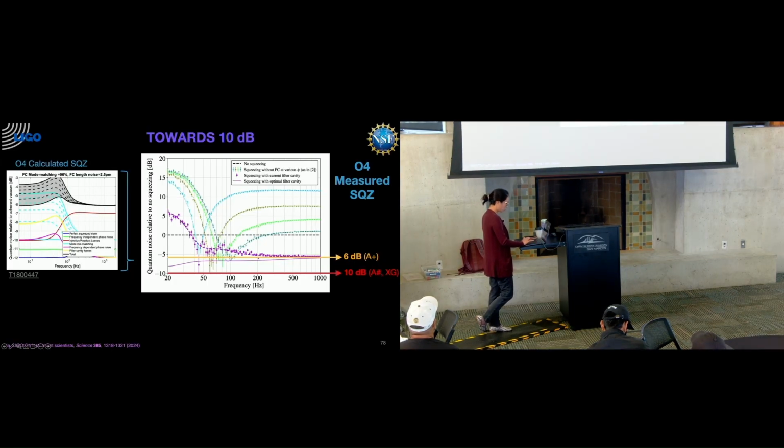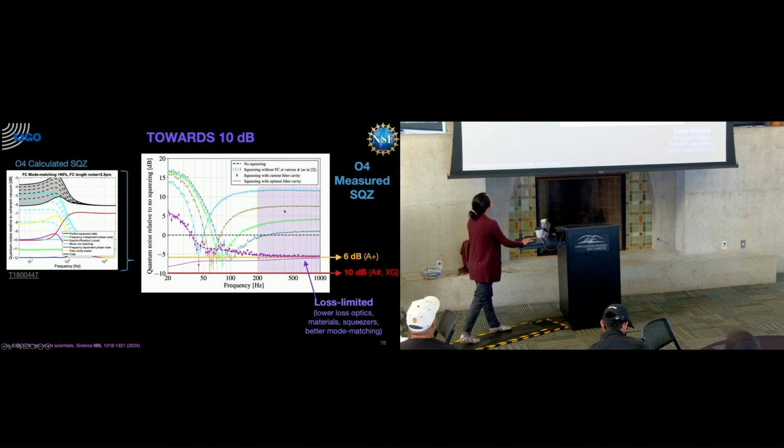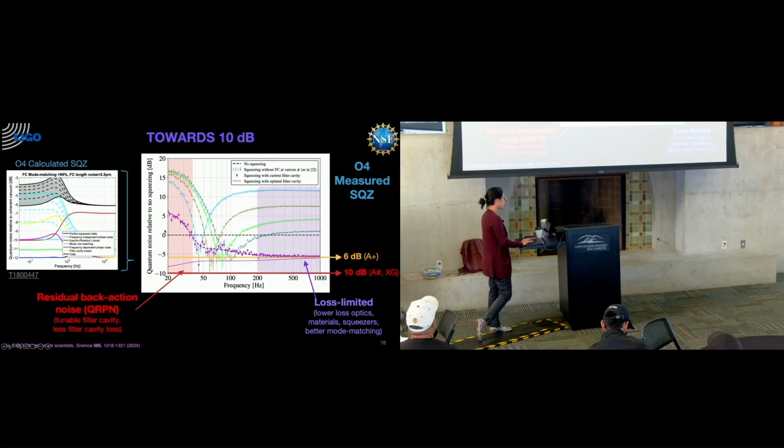I'm gonna go past this slide. So out here, where it's kind of flat, this is just limited by losses in the system. Down here, like I talked about, this is a big problem: we need better control of the back action and the losses in the filter cavity to be able to efficiently rotate it and not lose photons and not lose that squeezing effect.